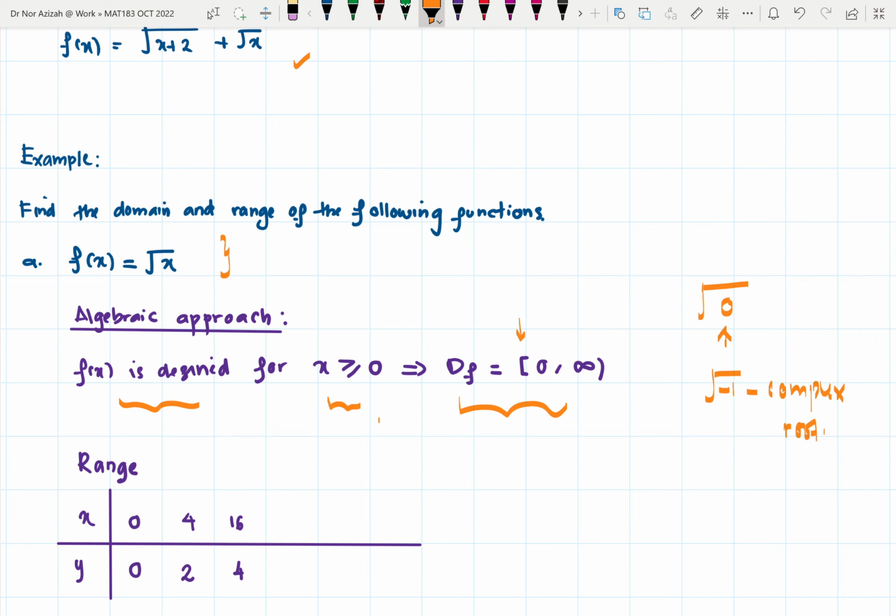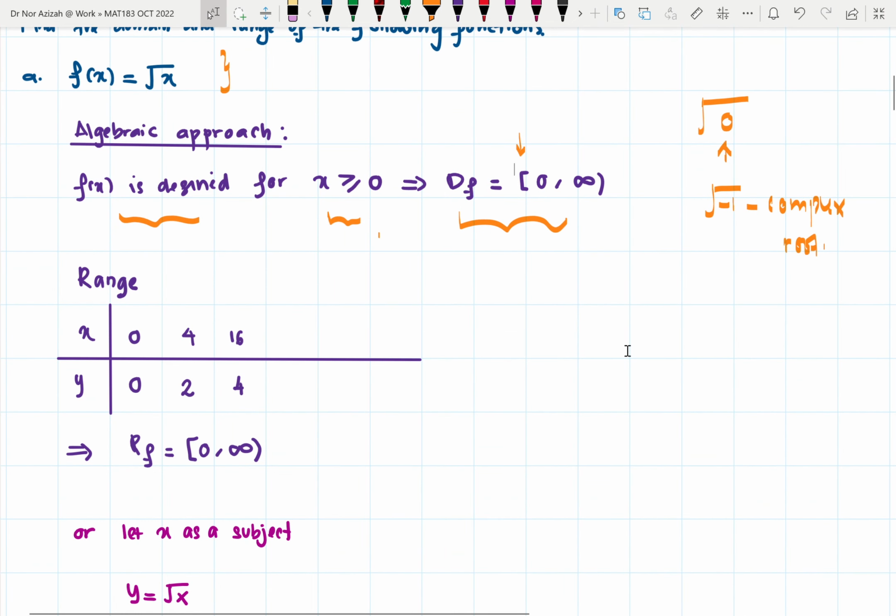Okay, so for range here, we start with x equals 0. When you put x equals 0, you will get y equals 0. When you put x equals 4, you will get y equals 2. And when you put x equals 16, you will get 4, right? So it starts from 0 until infinity. In between 0 and 4 there are values, but we just consider the numbers that you can put into the square root, so you get integers. Or you can let x be the subject here.